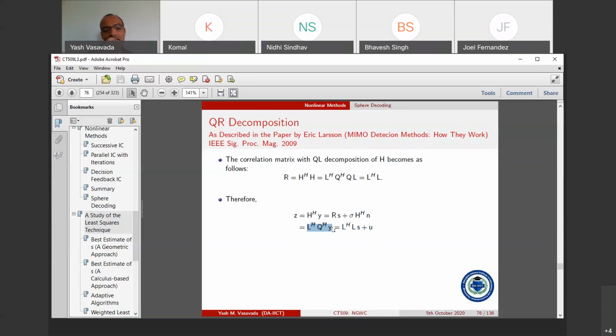Do you see how I got that? So I'm looking into it. H is equal to Q into L, so H Hermitian is Yes. So Divya gave the L answer. L Hermitian into Q Hermitian. Yeah, H Hermitian. So H Hermitian Y is L Hermitian times Q Hermitian times Y, right? Mm-hmm.